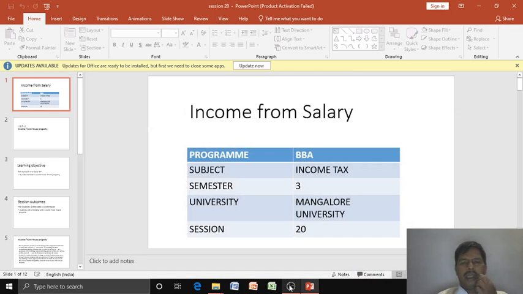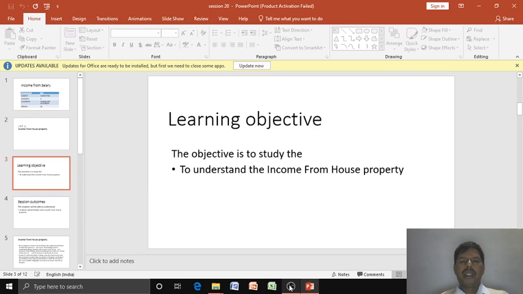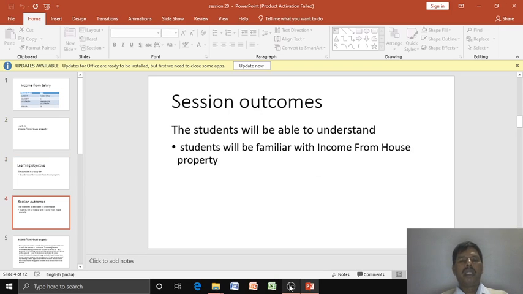So now we are going to study income from house property in this session. Session number is 20. Title of the topic is income from house property. Learning objective is to understand the income from house property and how to compute income from house property.